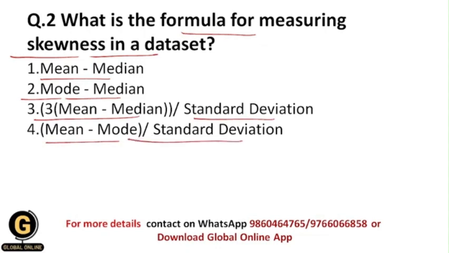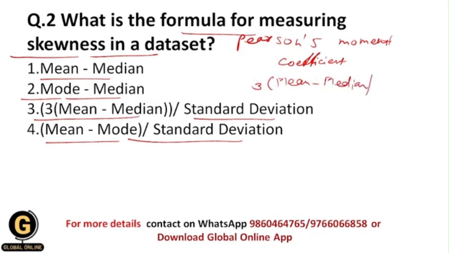Okay, so students, the common measure of skewness is Pearson's moment coefficient of skewness. The formula is 3 in bracket mean minus median upon standard deviation. That's why your correct answer should be 3 under bracket mean minus median upon standard deviation.